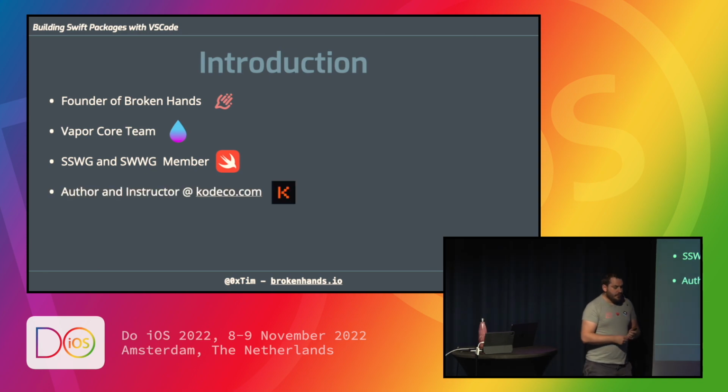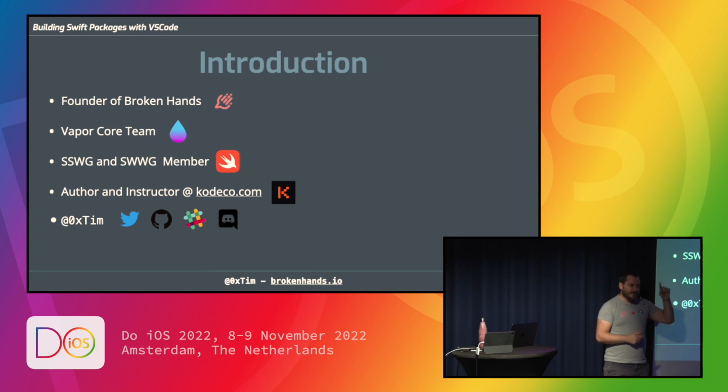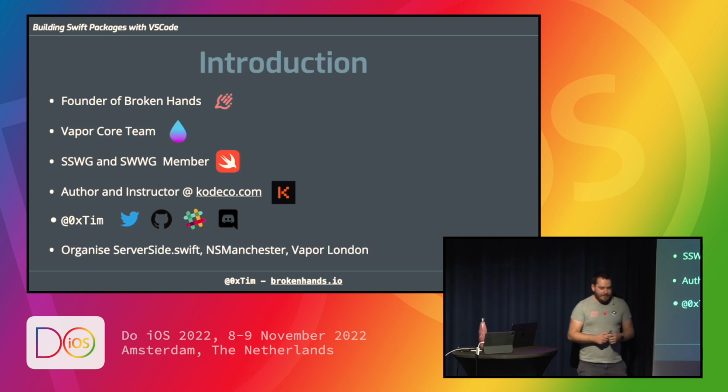As mentioned, I'm an author and instructor at codeecho.com, which used to be raywenderlich.com. I used to run the server-side Swift team there, but I've now stepped down and handed over to people who have more time than I do. And you can find me on Twitter and, well, for now, and Discord and GitHub and Slack as 0xTim, and that 0 is the number, as if you're writing hex, which seems to confuse some people. And I organize a couple of meetups in the UK and the server-side.swift conference, which I'll talk about right at the end.